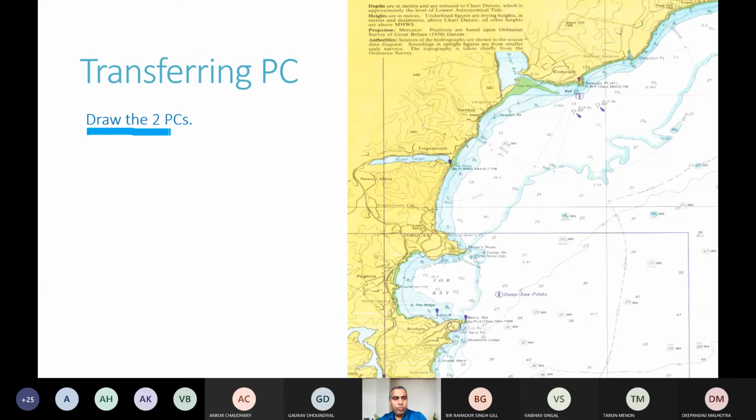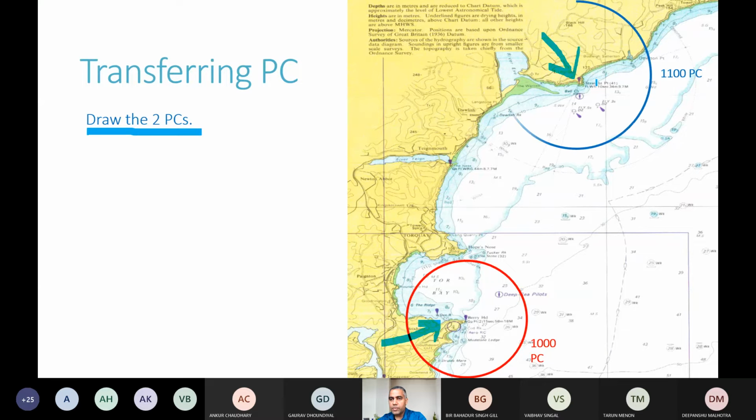First of all, we draw both the position circles. We have the centers as well as the radius with us. So the first position circle for 1000 hours is based on the Berry Head Lighthouse. So we draw our first position circle here. The second position circle is for Straight Point. So we draw the 1100 position circle. This is the second position circle.